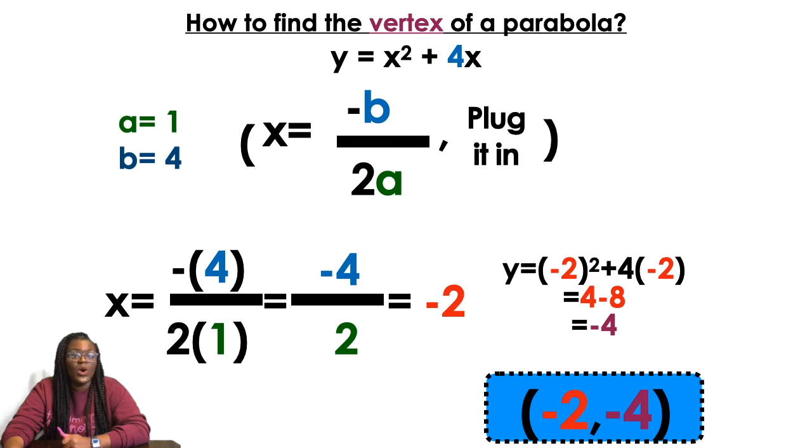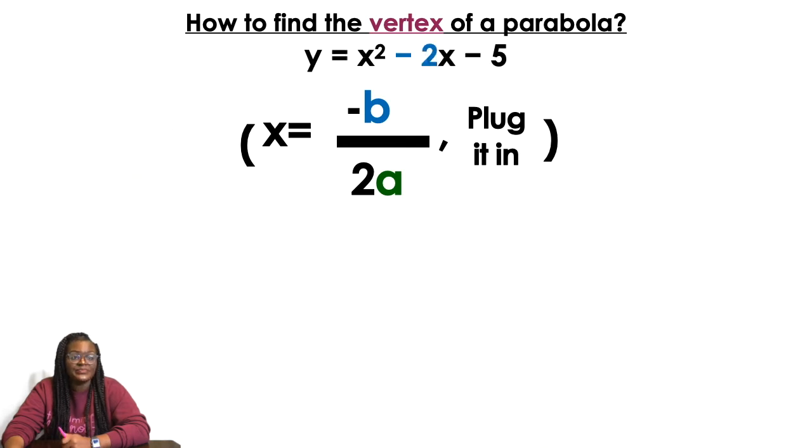Okay, one more vertex. How to find the vertex of a parabola: y equals x squared minus 2x minus 5. You should pause the video and try it on your own.